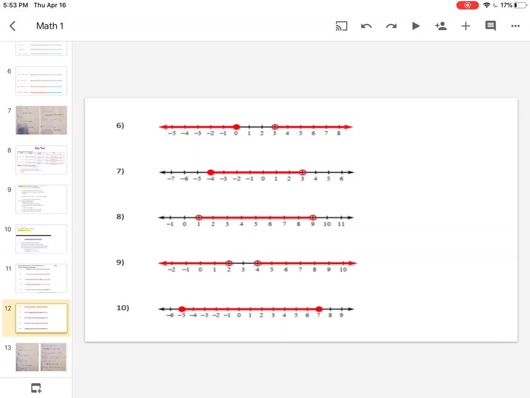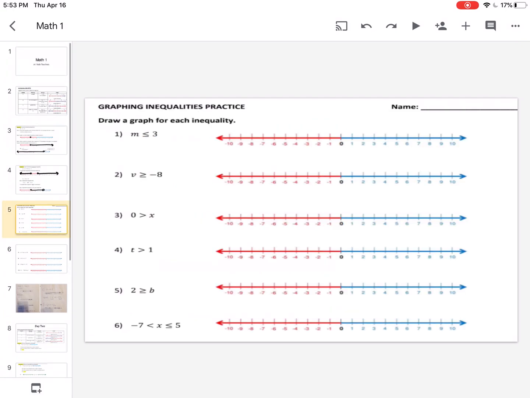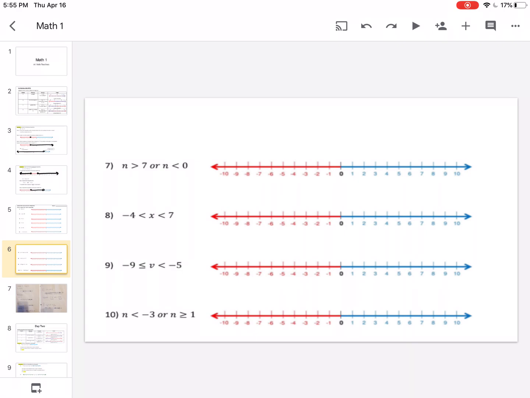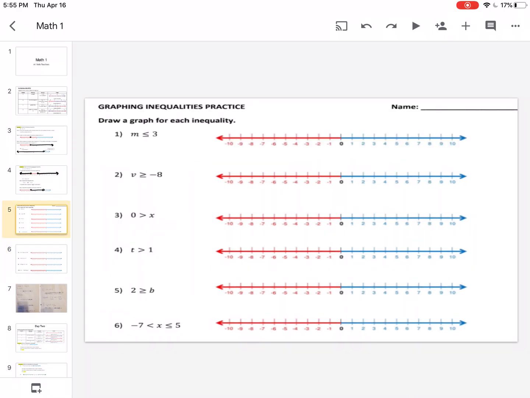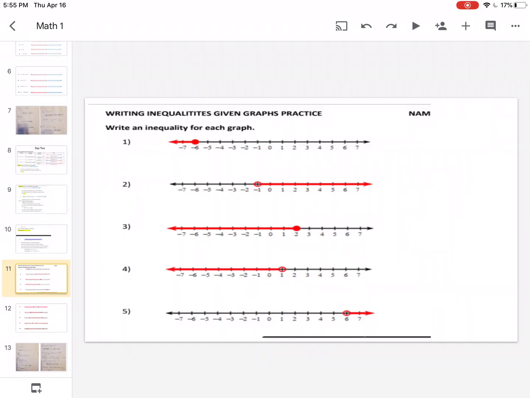This is kind of the reverse of what you did yesterday. Yesterday you should have done this sheet all the way through 10. You can see yesterday they gave you the inequality and you had to graph it, or you had to put the circle and the line. Today you're doing the opposite. You don't know the inequality. It's already been graphed for you.